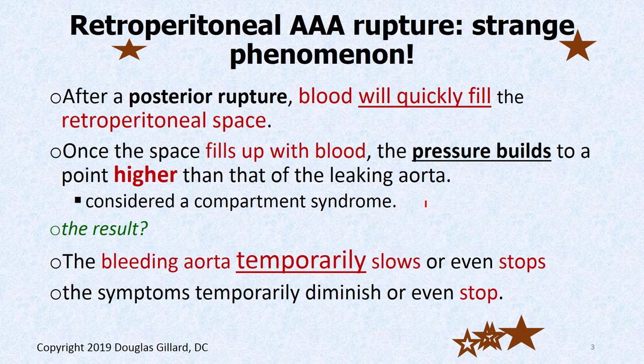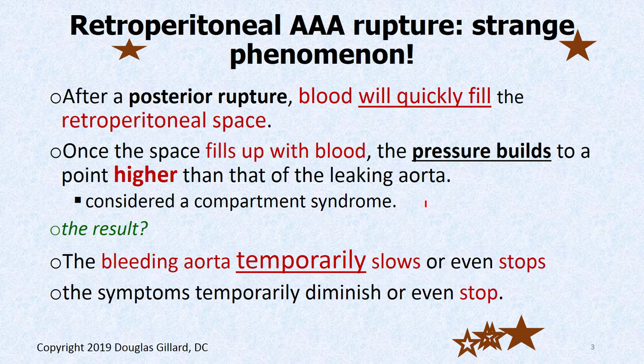Okay, so I kind of talked about this, but a retroperitoneal abdominal aortic aneurysm rupture has a kind of compartment syndrome that takes place. After a posterior rupture, blood will quickly fill the retroperitoneal space up, as I said. And once the pressure is equal to the pressure in the aorta, it may stop leaking and the pain may go away, and it may lure patients into a false sense of security. But it's only temporary.